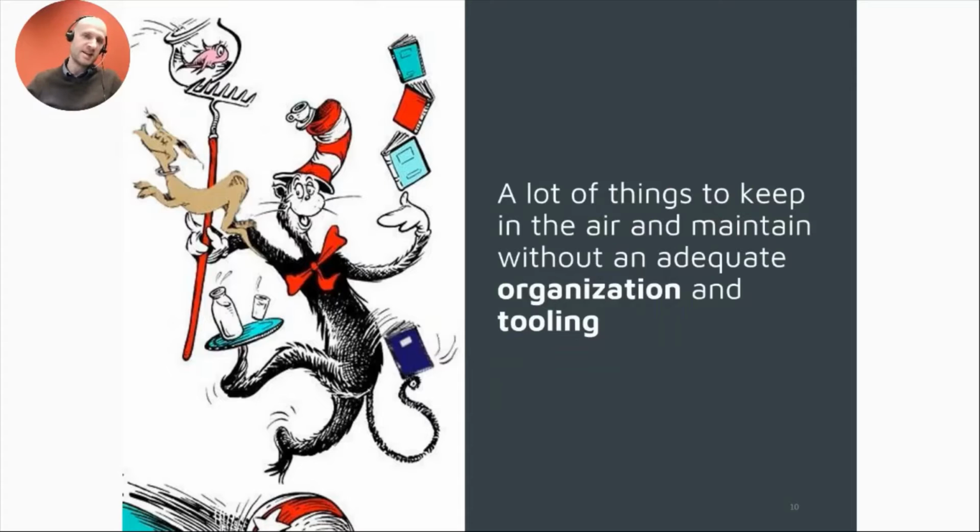So here you see the cat in the hat. That's a figure in a book I'm reading for my 4-year-old son now. The cat in the hat likes to keep lots of things in the air, and he's quite good at it, but he's not organized in an MLOps way, and he doesn't have the necessary tooling, and so it actually doesn't end well. You need to have organization and tooling to keep tens or hundreds of scripts in the air and maintain them.